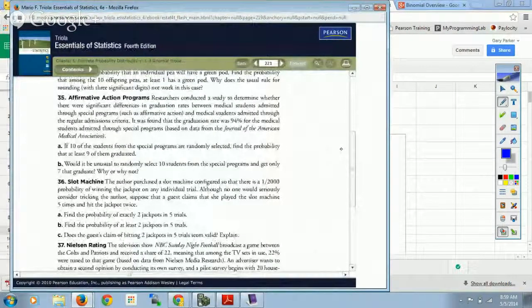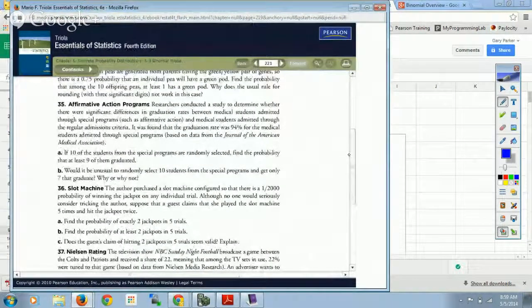All right, affirmative action, number 35. Researchers conduct a study to determine whether there is a significant difference in graduation rates between medical students admitted through special programs such as affirmative action and medical students admitted through regular admissions criteria. It was found that the graduation rate was 94% for medical students admitted through special programs. This is based on data from the Journal of the American Medical Association. So the probability of a success, that they graduated, was 94% if they were in one of these special programs.